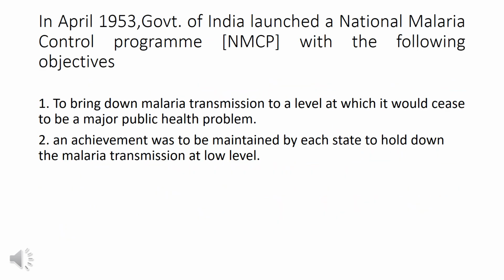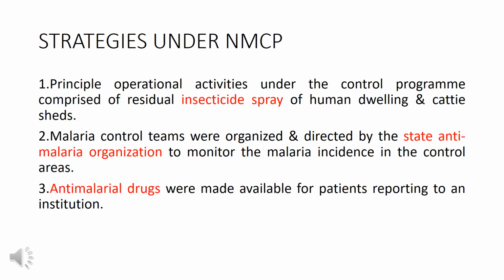In April 1953, the Government of India launched the National Malaria Control Program, NMCP, with the following objectives. The first objective is to bring down malaria transmission to a level at which it would cease to be a major public health problem. And the second objective is that the achievement was to be maintained by each state, to hold down the malaria transmission at a low level. Strategies under NMCP.